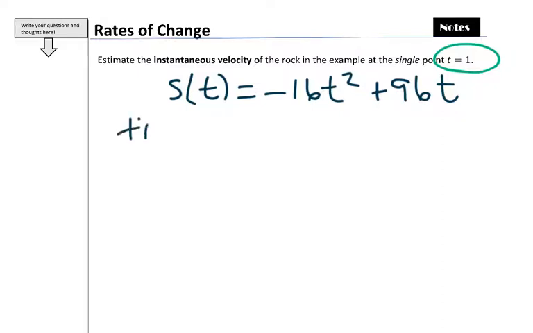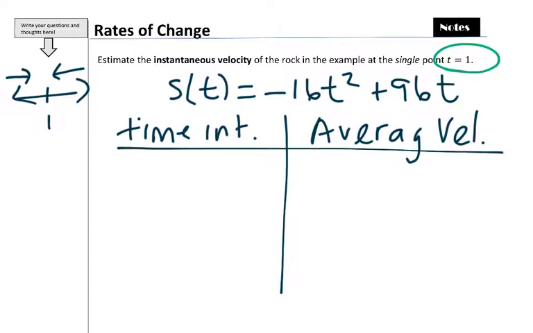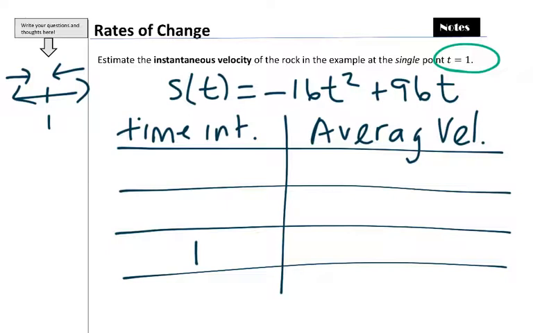So I have a time interval versus the average velocity. So we've got to look at the average velocity as we get closer and closer to t equals 1. Now remember, you want to go from the left side and from the right side. So if I'm thinking about a number line, for instance, we're trying to see what happens as we approach from the left and as we approach from the right. So if we want to know what that is, we've got to pick values on both sides. So let's see, let's just pick maybe 2 values on each side.